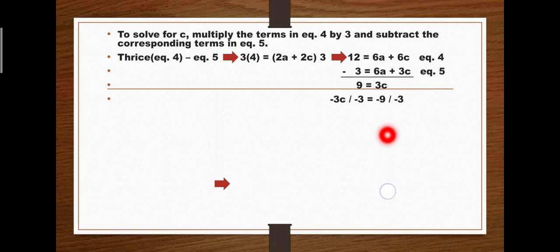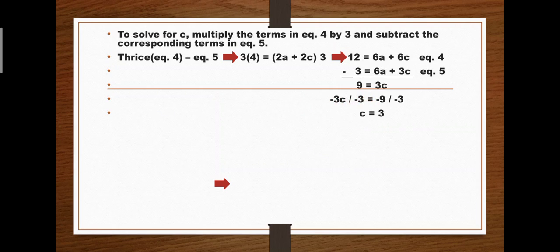So, ang gagawin natin, transpose natin 3c to the left side. So, magiging negative 3c. And ito namang 9, i-transpose natin sa right side, magiging negative 9. So, para c na lang yung matira sa left side, we will multiply both sides by negative 3. Para c na lang yung matira sa left side, and positive yung sign ng c. So, negative 3c divided by negative 3. Negative 3 divided by negative 3 is 1.